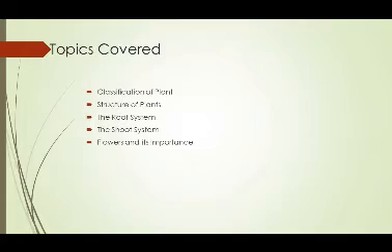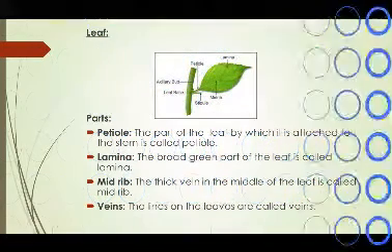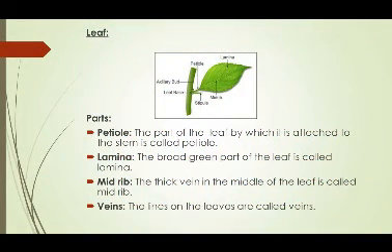Now, what is a leaf? The leaf is a flattened, thin, green lateral structure attached to the stem. It is also known as the kitchen of the plant, as it manufactures food with the help of chlorophyll present in it. Leaves grow at nodes of the stem or branches. The leaf is attached to the node with the help of a stalk called petiole.